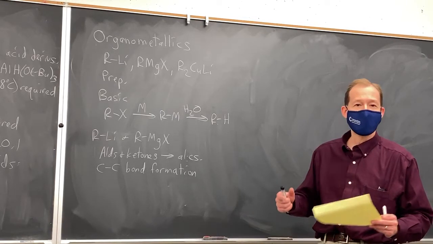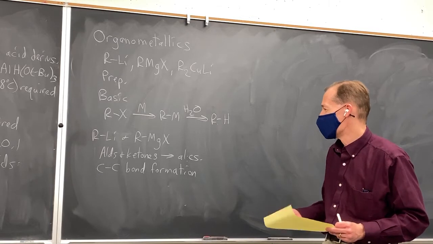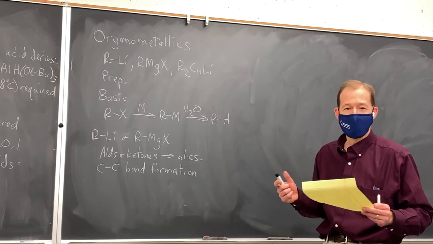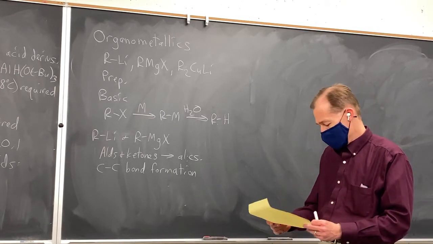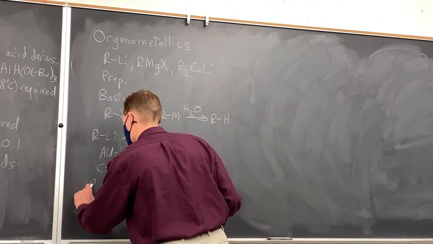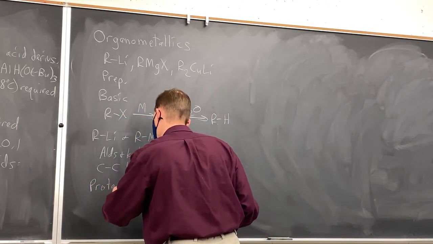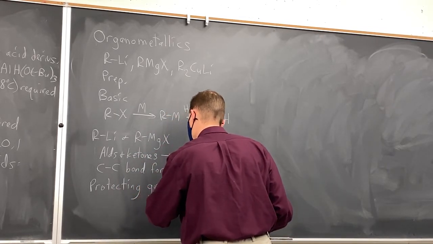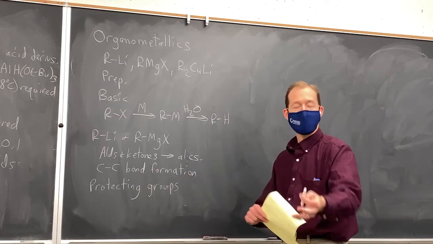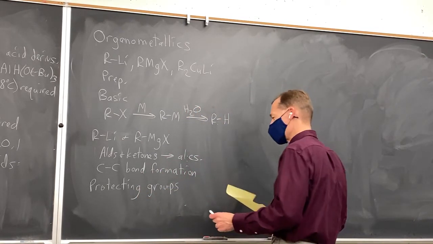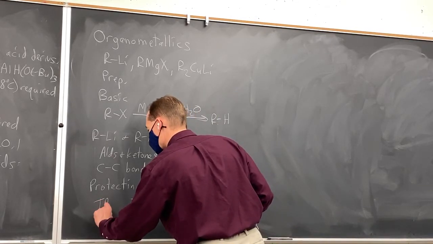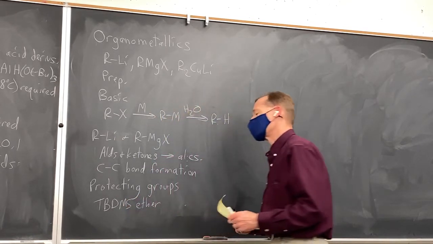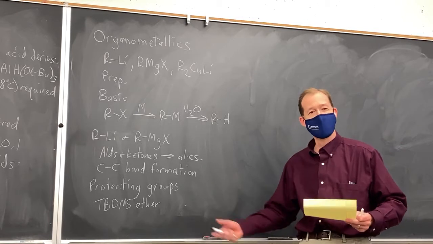But as I mentioned, if you have an acidic hydrogen, either an OH or an NH somewhere in the molecule, instead of performing this reaction, your Grignard reagent or your organolithium will simply perform acid-base chemistry. And so when you don't want that to interfere, you have to use a protecting group to block that OH temporarily, okay? So we introduced the concept of protecting groups, masking one functional group so you can react another functional group. And the protecting group we used for alcohols was the TBDMS ether. It's a silyl ether, tert-butyl dimethyl silyl ether.